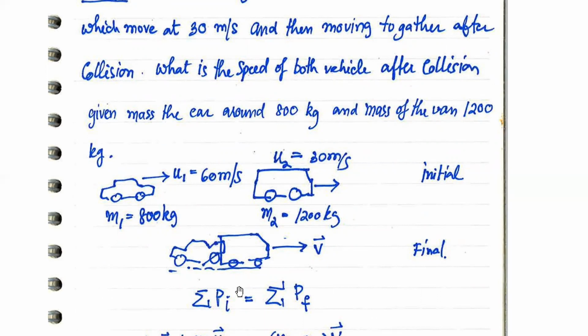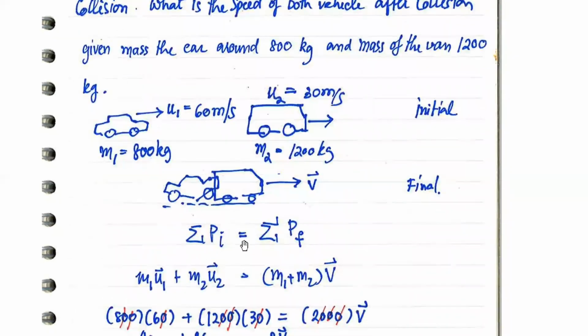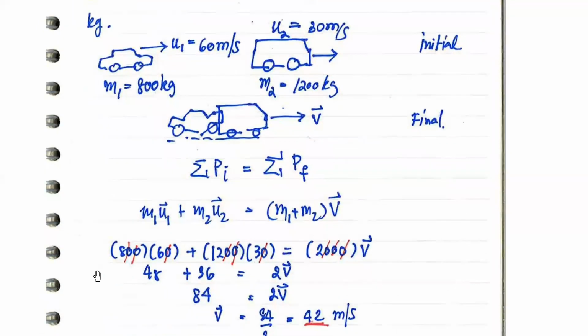we get that the initial momentum is equal to the summation of the final momentums. So the initial M1 times U1 plus M2 times U2 is equal to M1 plus M2 times V. And we see that 800 kilograms times 60 meters per second plus 1,200 kilograms times 30 meters per second equal to 2,000 times V. The two masses together is 2,000.